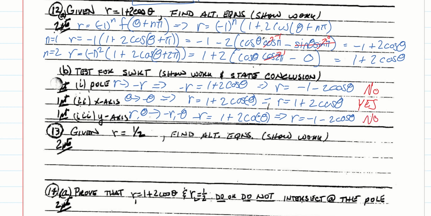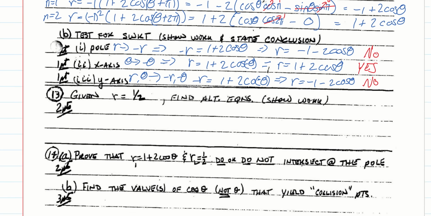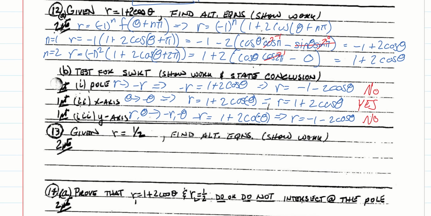All right, so given r equal to 1/2, find alternate equations, show work. So we know r equal to 1/2. I mean, this is the same deal as before, and it's kind of annoying, but I don't know why they did this. It's actually a dumb problem. r equal to negative 1 to the n, f of theta plus n pi, which means this is negative 1 to the n.